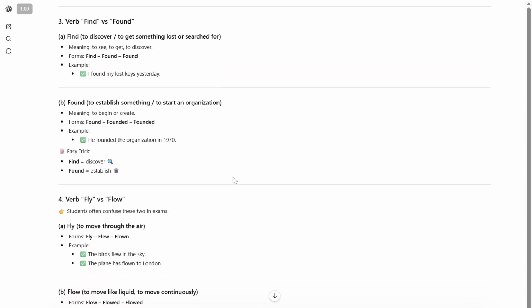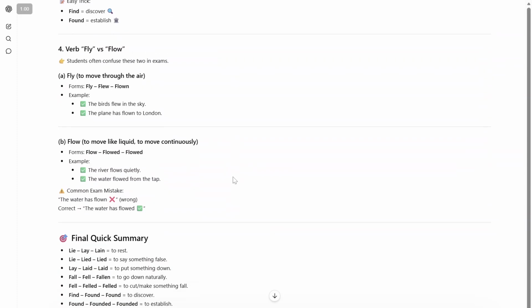Number 4, verb fly versus flow. Students often confuse these two in exams. A, fly, to move through the air. Forms: fly, flew, flown. Example, the birds flew in the sky. The plane has flown to London.